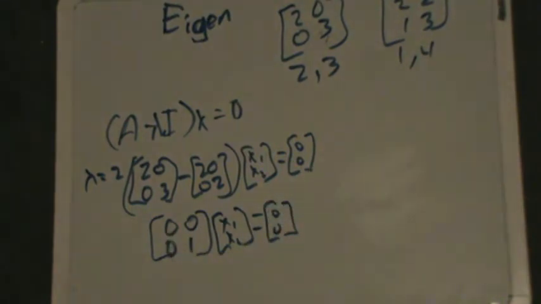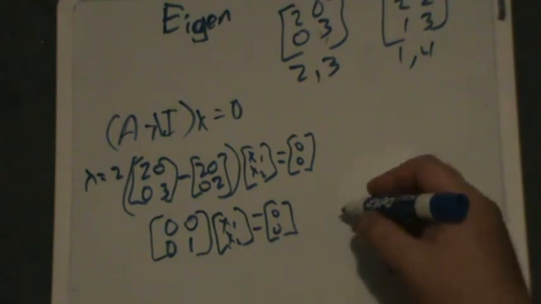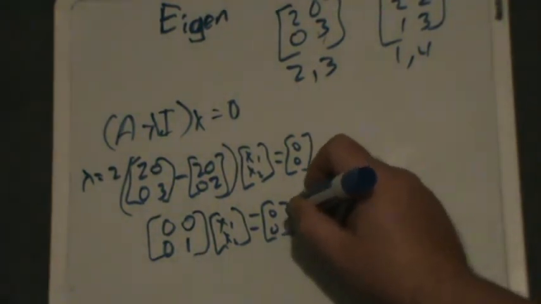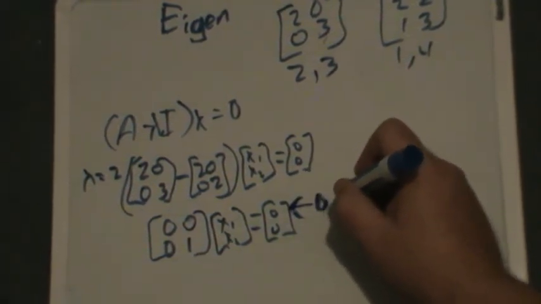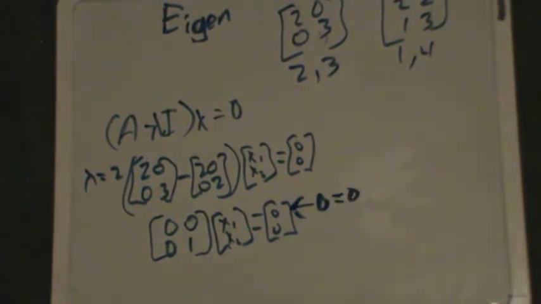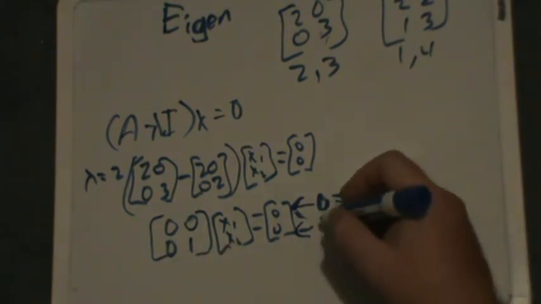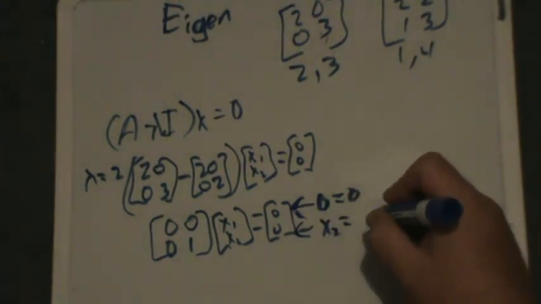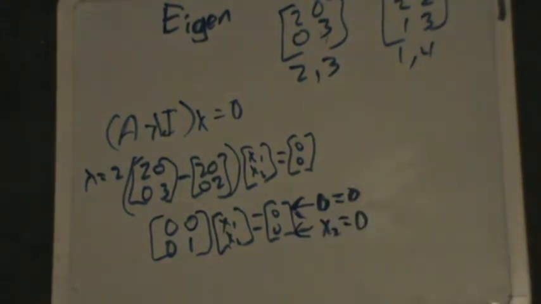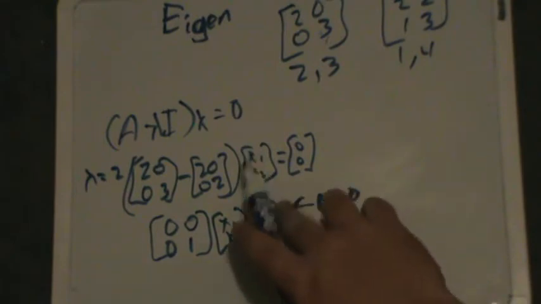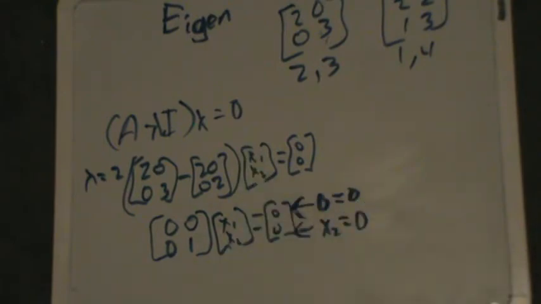The first equation gives me nothing equals nothing. That's this row. Tells me 0 equals 0. And the second row tells me x1 times 0 plus x2 times 1, so x2 equals 0. So that means x2 must be 0, but x1 can be any number you want.